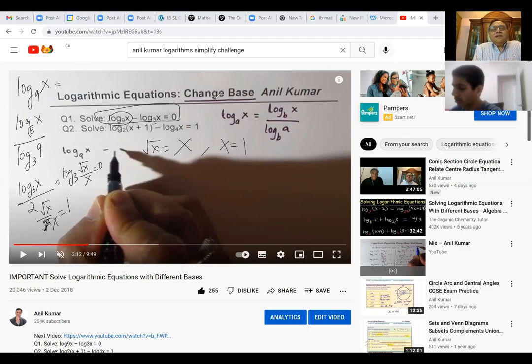Okay, I got it. Minus means you'll divide, right? Square root x by x, and that is equal to 3 to the power of 0, which is 1. So that means square root x is x, and square root x is x only for x equals 1. Also remember that the domain in this case is that x should be greater than 0, right? That is very important.